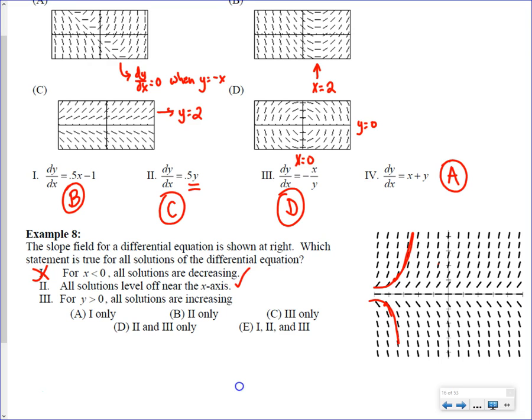Wherever you choose a point, when you get near the x-axis, does it seem to be leveling off? Yeah, all solutions seem to be leveling off near the x-axis. For all y greater than 0, all solutions are increasing. Wait, y greater than 0, isn't that above? Increasing? Yes. So what's the good one?